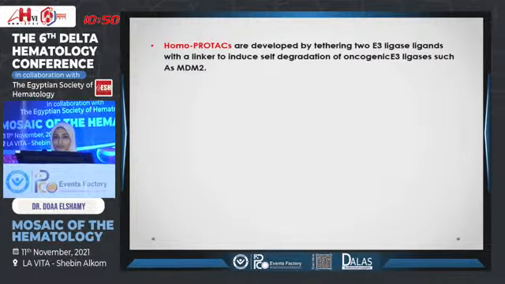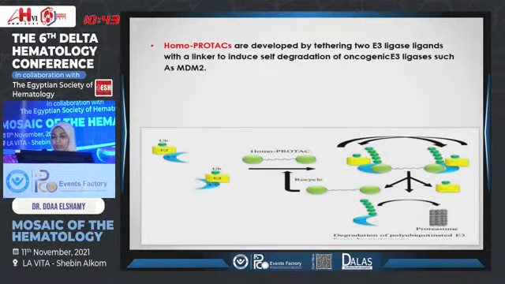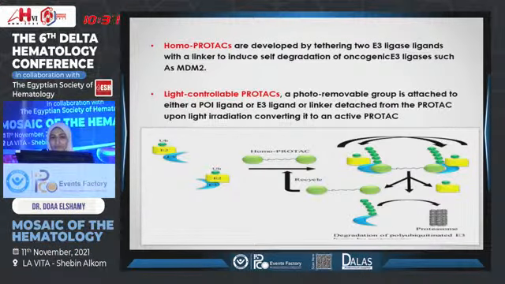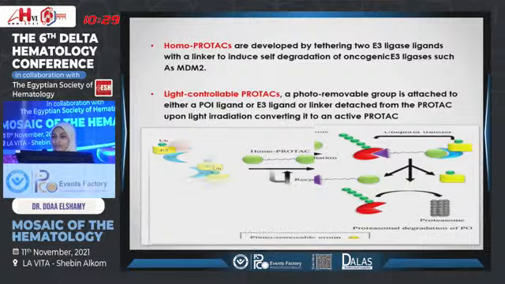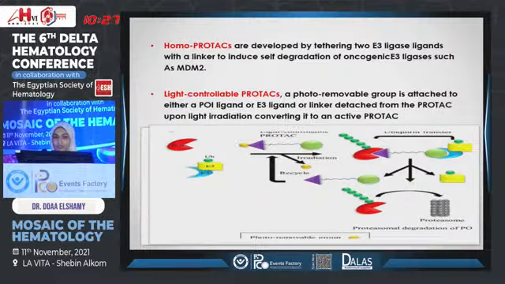Regarding the mechanisms of action of PROTACs, one of them is called homoPROTACs, which is developed by tethering an E3 ligase ligand with a linker to induce self-degradation of the oncogenic E3 ligase like MDM2. The other is light controllable PROTACs, in which a photoremovable group is attached to either the protein of interest or the E3 ligase or the linker, and when detached upon light irradiation, it converts into an active PROTAC.